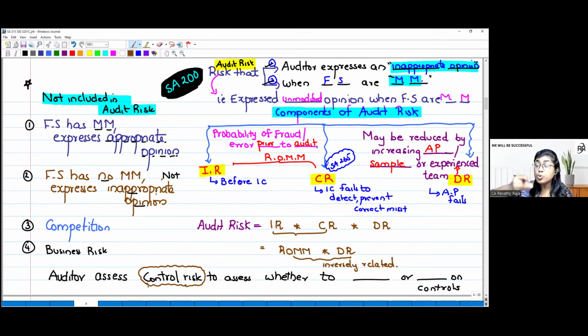Very good. To what extent we can rely on control. Auditor shall assess control risk to assess whether to rely or not on control. To find out to what extent I can rely on control so that I can design my procedure. I hope I am clear? You're not going to express opinion on control.